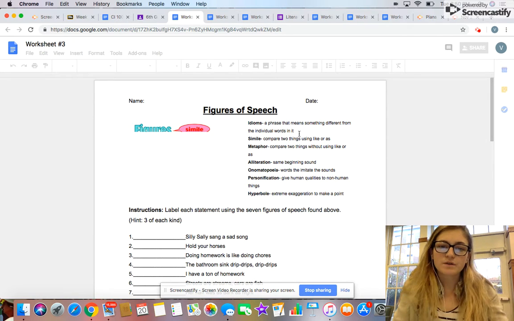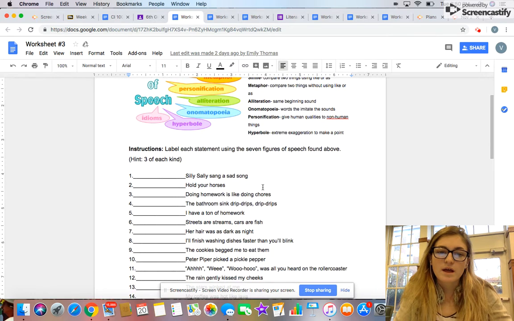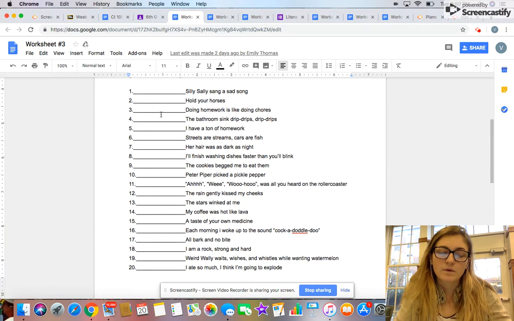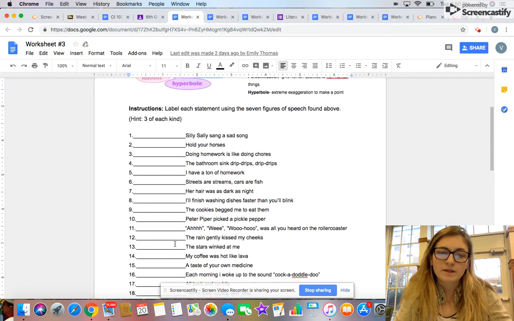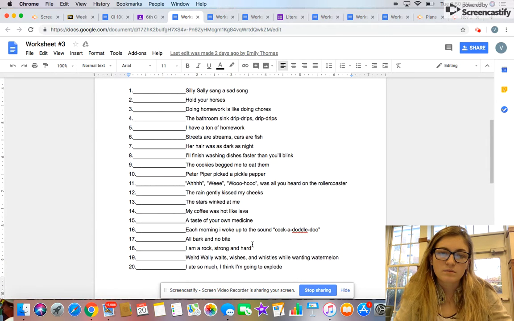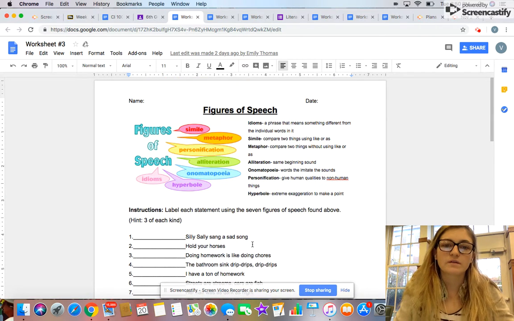It's figures of speech, and we have the definitions right here for each student to know. And it says label each stem using the 7 figures of speech found above, and there's 3 of each kind, so it's a little bit more, 20, but it's still really nice because the kids get more practice in identifying the differences.